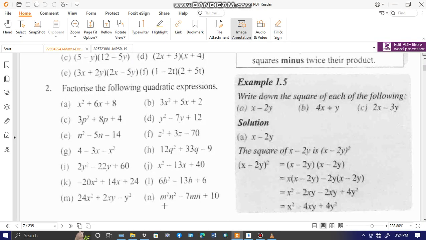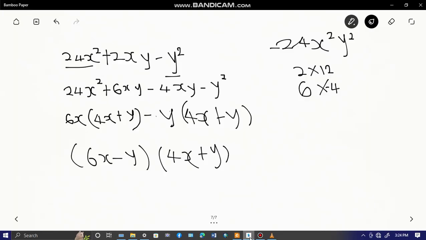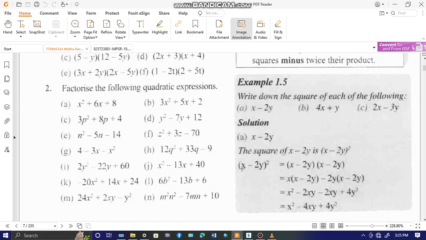The next expression we are going to factorize is m squared n squared minus 7mn plus 10. We want to factorize this expression here.